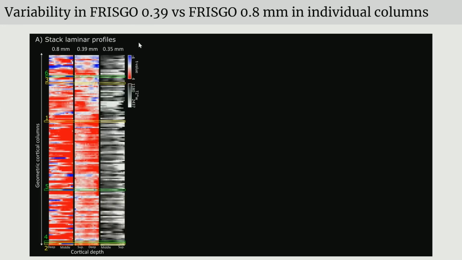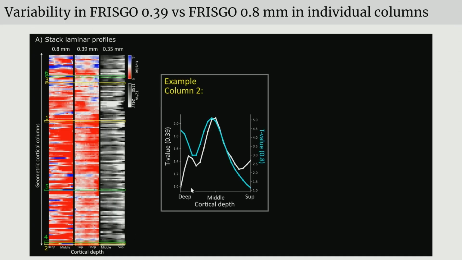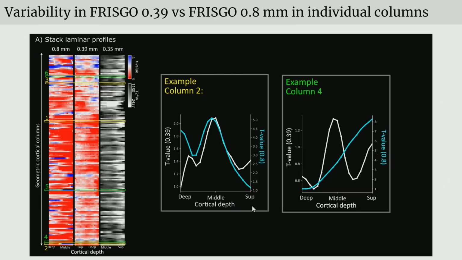So here, as a comparison and as complementary information, I'm also showing the anatomical laminar profile for all columns. Cortical depth is on the x-axis, from deep to superficial layers. What we see is that there are some profiles that look very similar to each other when we compare the two resolutions. In white, I'm showing you the 0.39, and in cyan, the 0.8. However, there are many more profiles that look very different, as expected due to the increase in resolution.